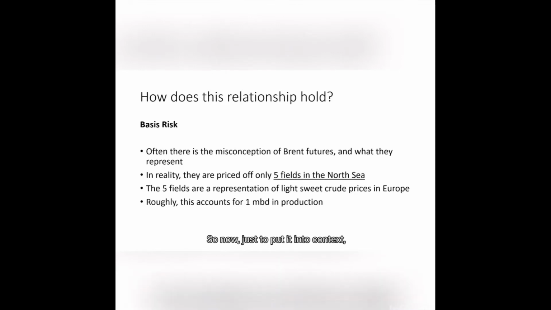Just to put it into context, these 5 fields roughly account for 1 million barrels per day in production, compared to the global production of 100 million barrels a day. So you can see that if only 1% of the world's crude production is being used to price, say, 75% of what is actually traded in the futures market, there can be some price discrepancies when we come into expiry.